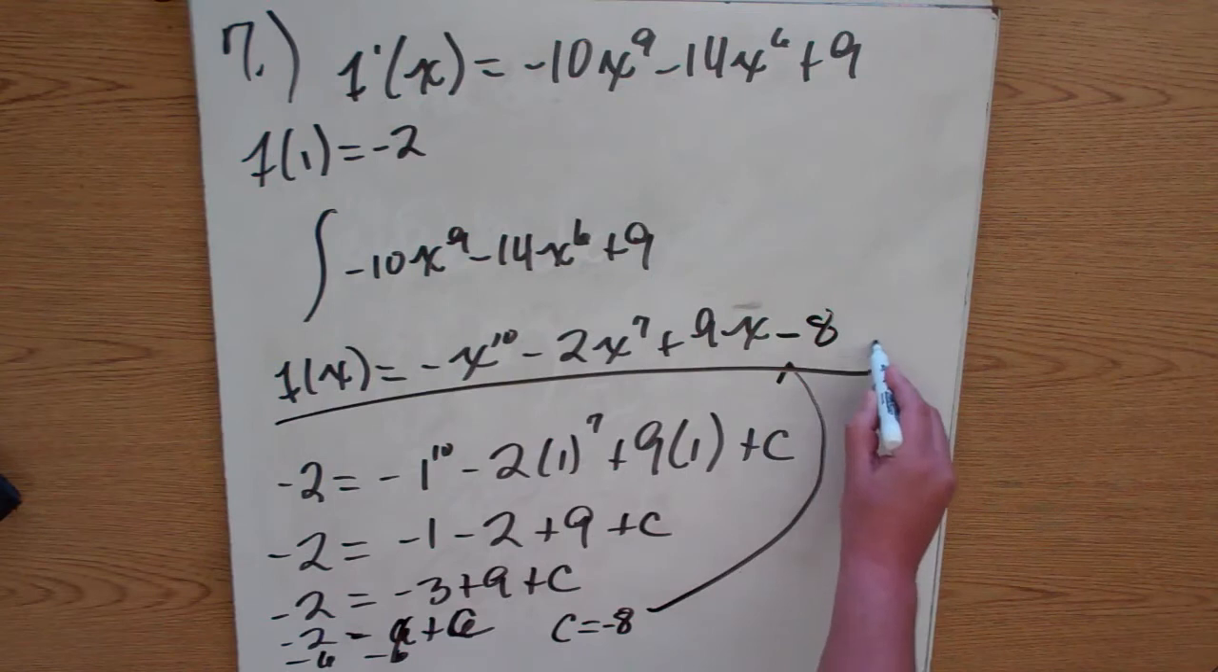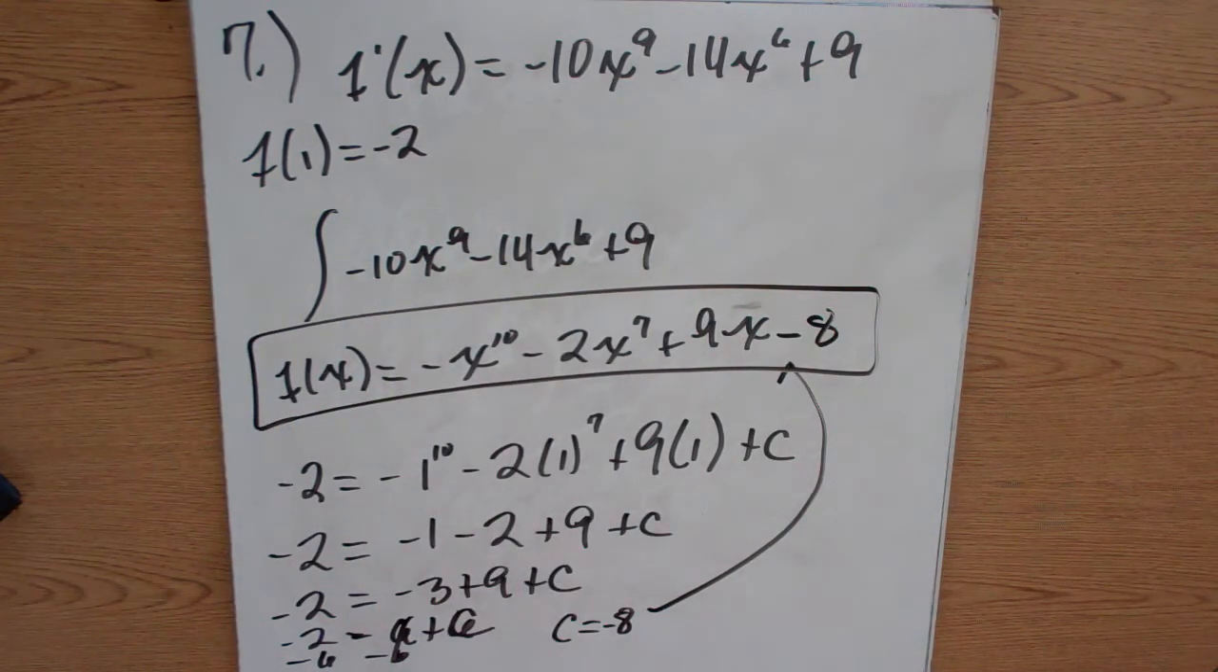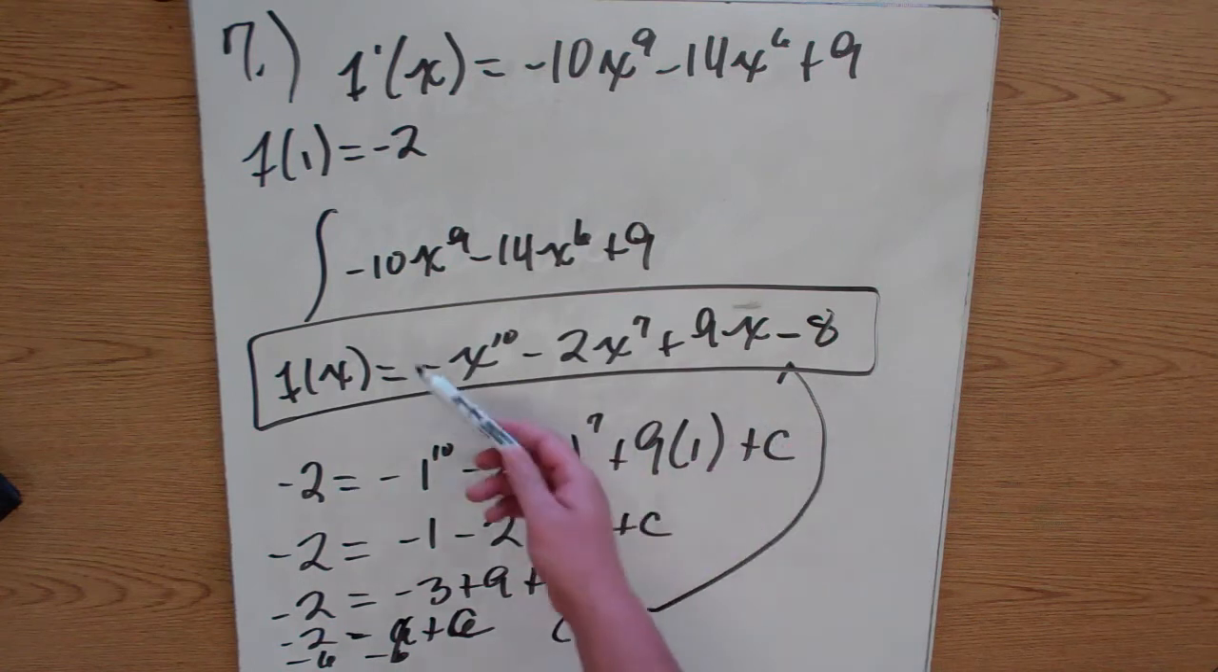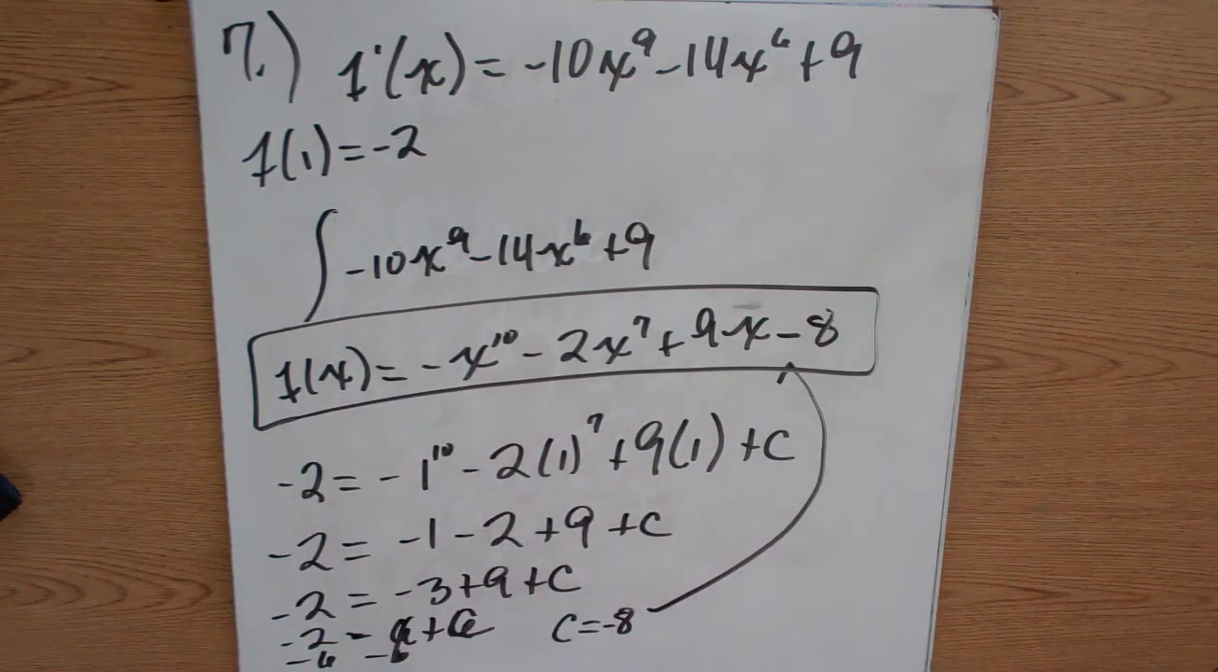And this is our f of x. All right, so once you integrate it, and we got the negative x to the 10th minus 2x to the 7th plus 9x plus c, we know that when x is 1, y equals negative 2. So negative 2 equals, put a 1 in for all the x's, solve for c. C came out to negative 8. Throw the negative 8 on the end of your function. All right, so number 7 is right there. Not too bad, not too bad.